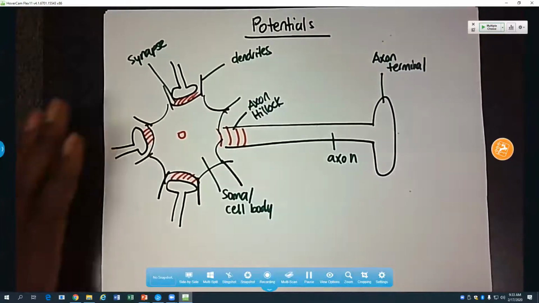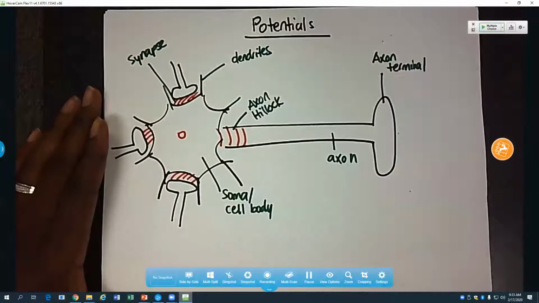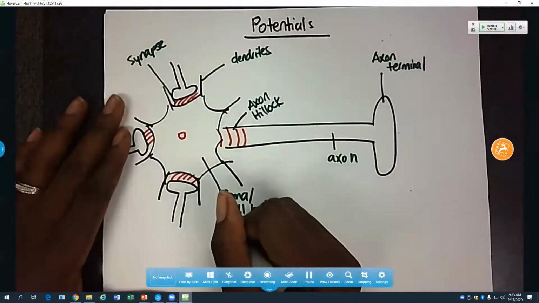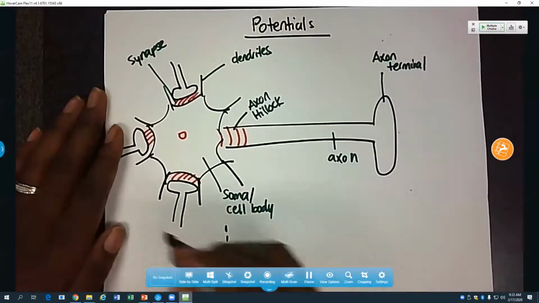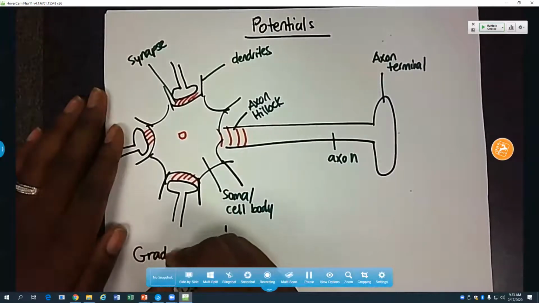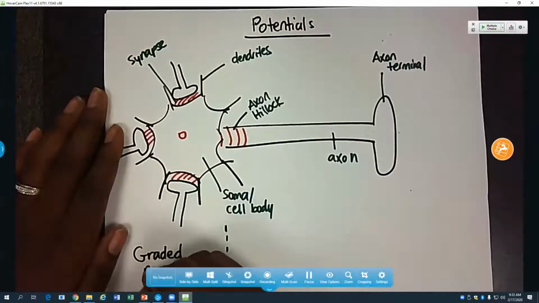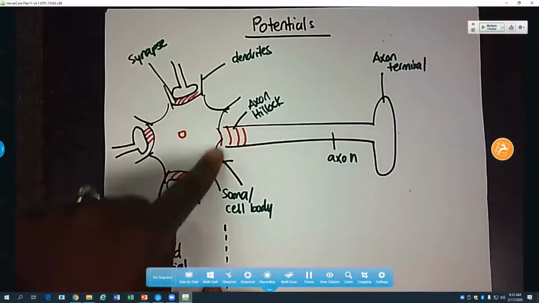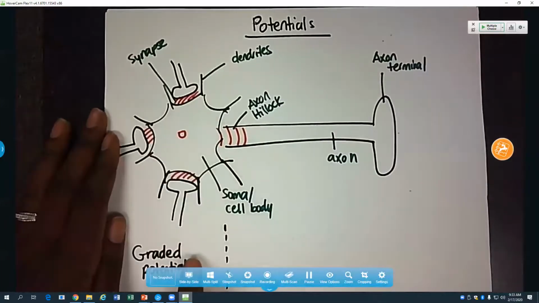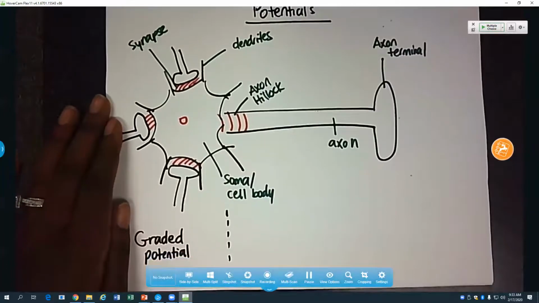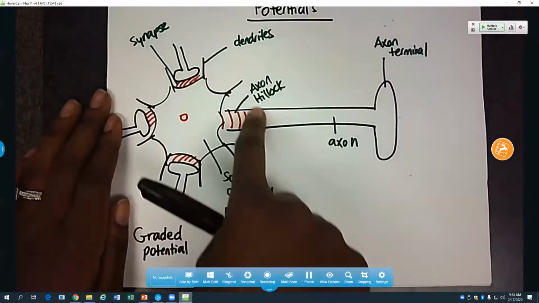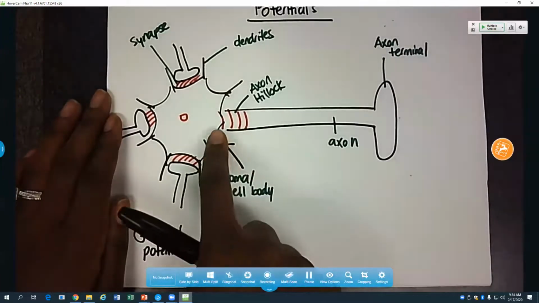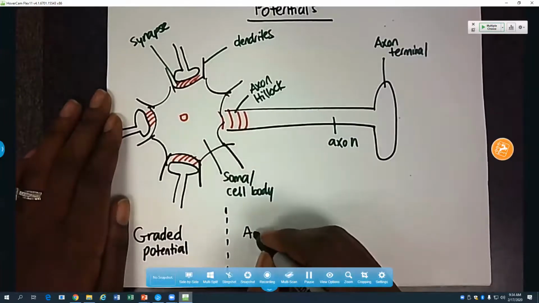All right, now let's distinguish what parts of the neuron we have different potentials. So we talked about graded potentials being those small changes of the membrane potential. Those are usually limited to the dendrites and the soma or cell body. They don't usually travel beyond the axon hillock. Whereas action potentials are going to be established at the axon hillock and travel all the way down to the axon terminal.